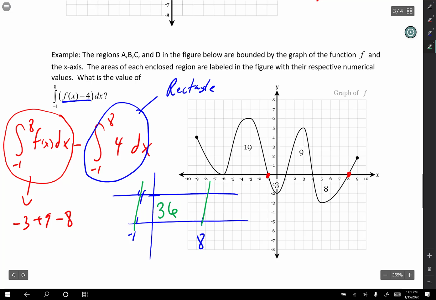So, I'm going to be adding whatever this is right here. I'm going to add, well, actually it says minus. I'm going to subtract this number, 36. Does that make sense to you guys?